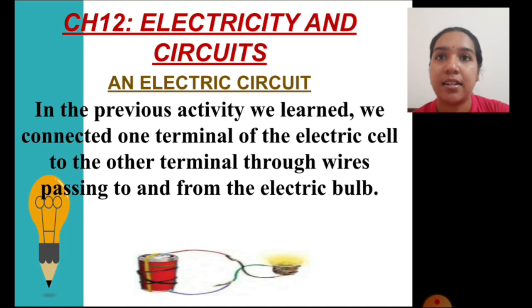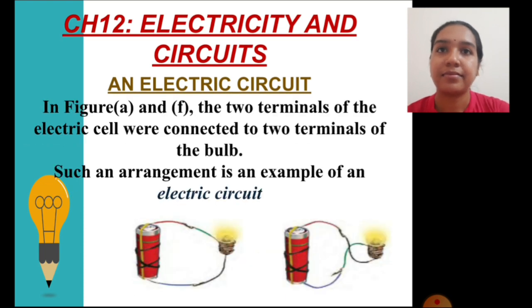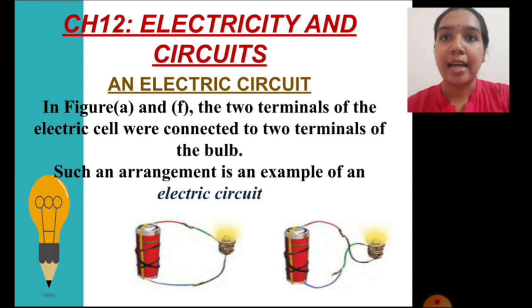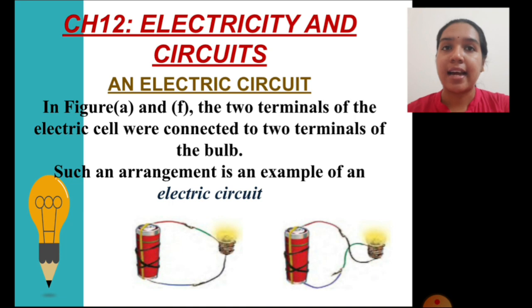Let's once again recall the previous activity we performed, where we connected one terminal of the electric cell to the other terminal through wires passing to and from the electric bulb. There we took 4 different lengths of wires and connected them to an electric cell and the electric bulb as shown in the figure. If you recall all the arrangement types, in type A arrangement and type F arrangement, the two terminals of the electric cell were connected to the two terminals of the bulb. The other types were incomplete and not connected. So the arrangements you see here are examples of an electric circuit.